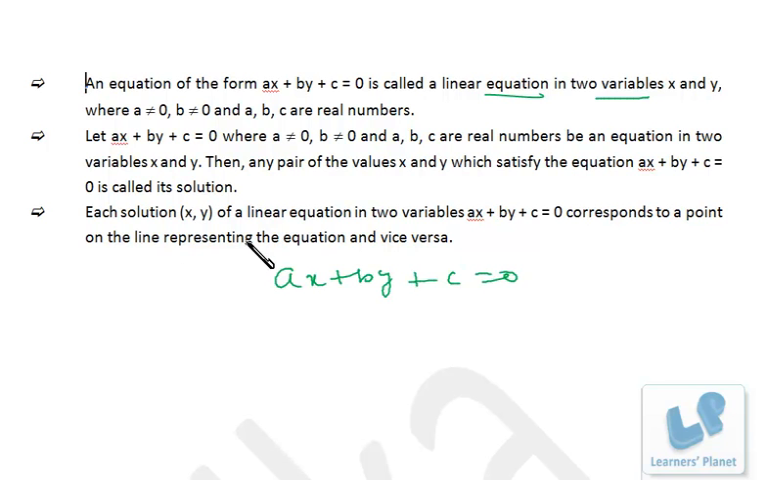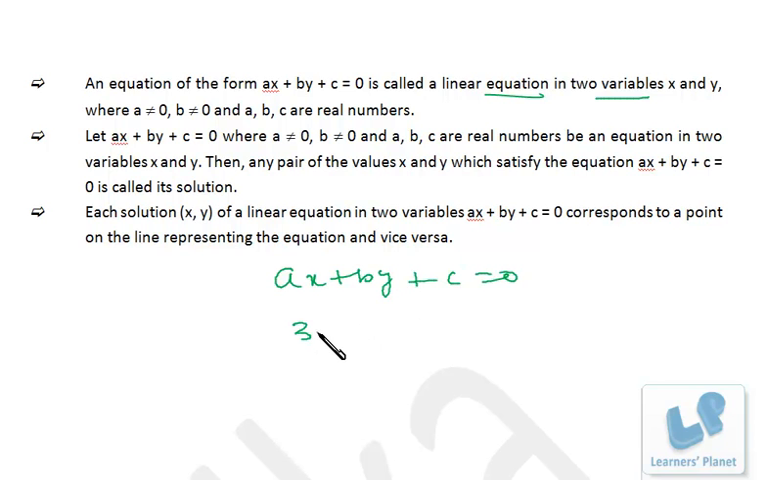Now what if we talk about the solution. Here, ax plus by plus c equals 0, where a and b are not equal to 0, and a, b, c are real numbers, right? Then any pair of values of x and y that satisfy this relationship is called the solution.